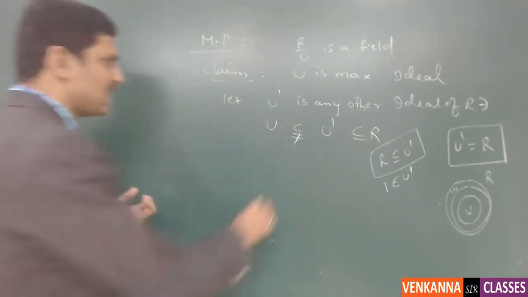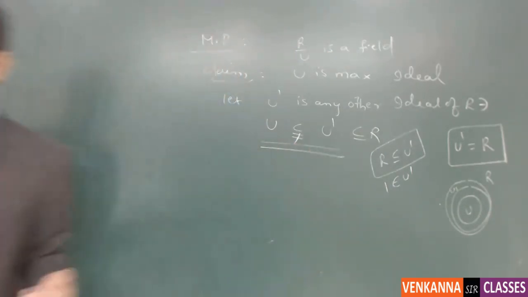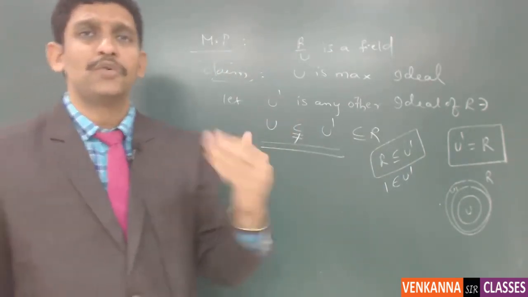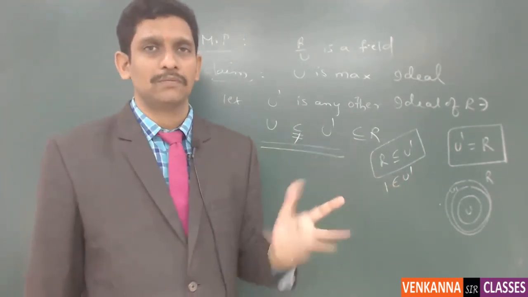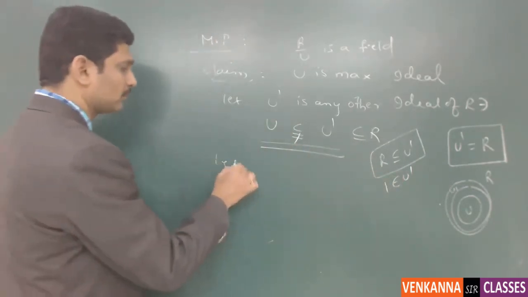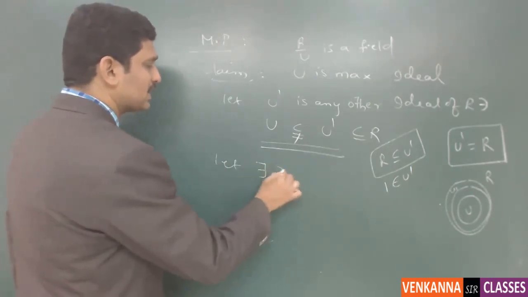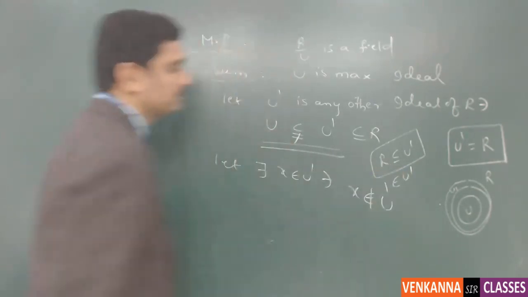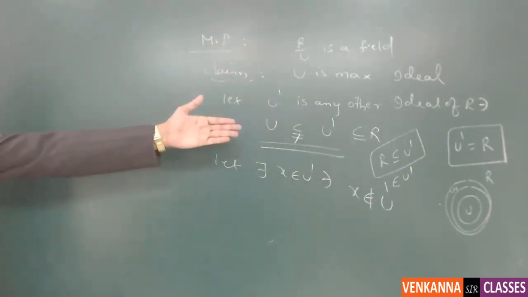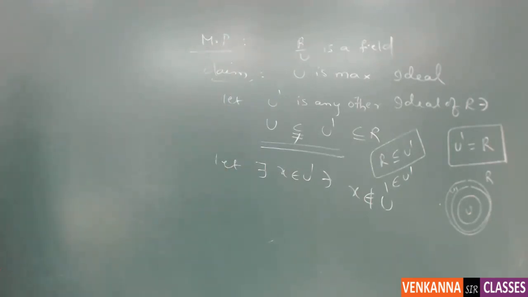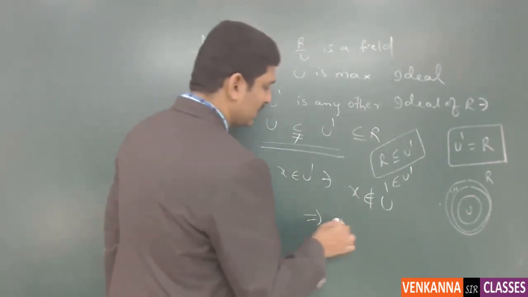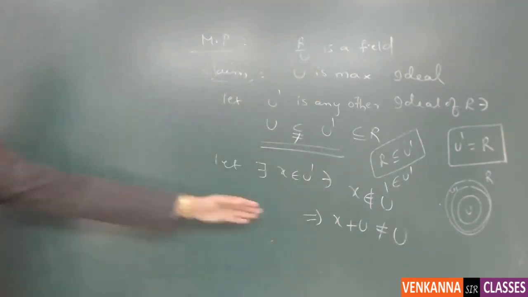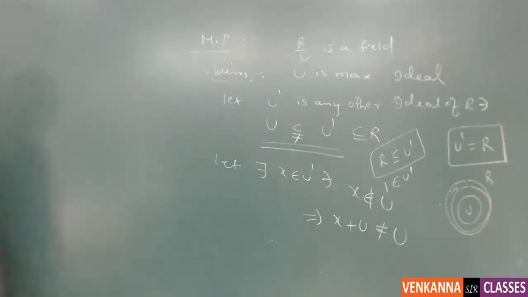From this very step, as you have taken, U is a smaller set when compared to U'. So U' contains more elements than U. So let us take that there exists x belongs to U' such that x does not belong to U, because U' is a bigger set than U. So immediately from this step, you can say that x + U is not equal to U, using the properties of cosets.